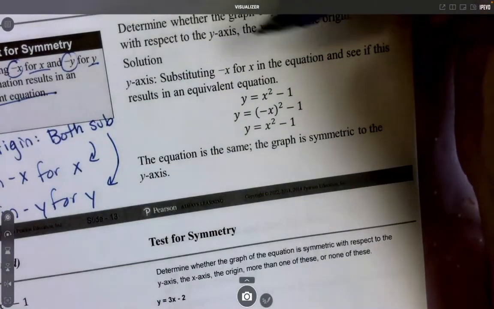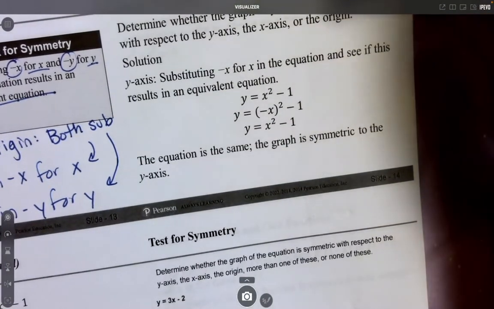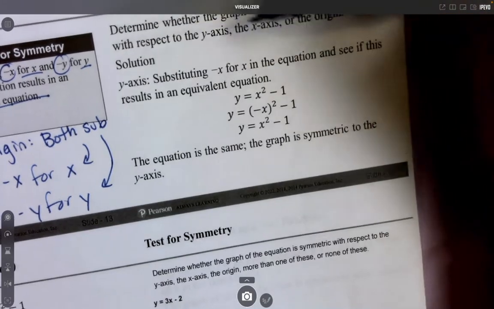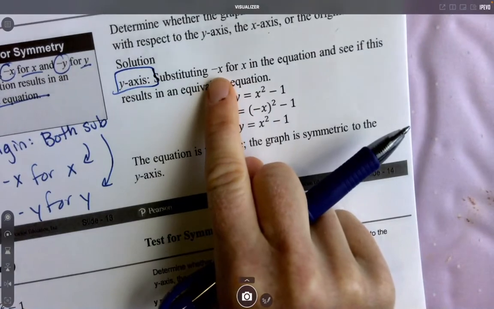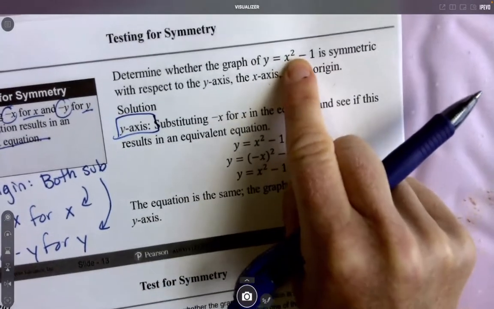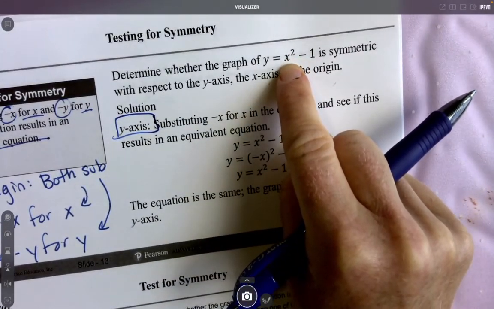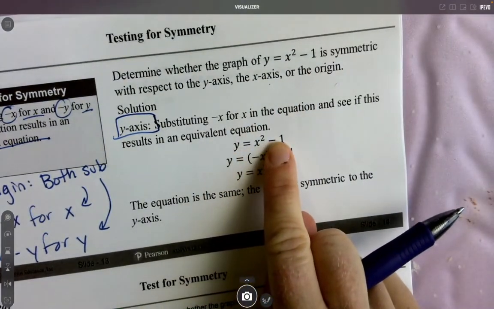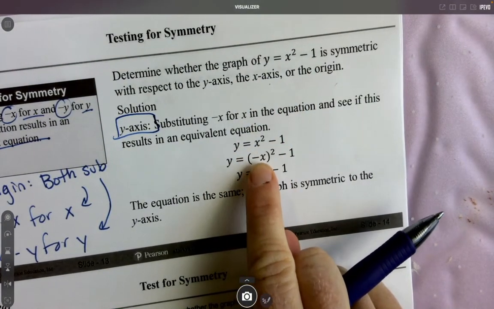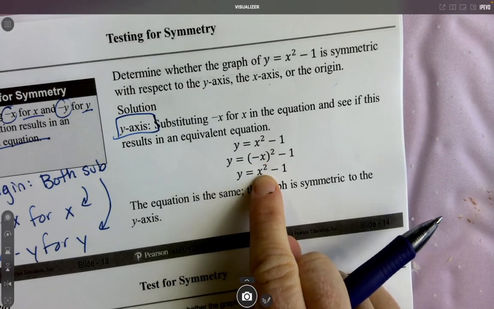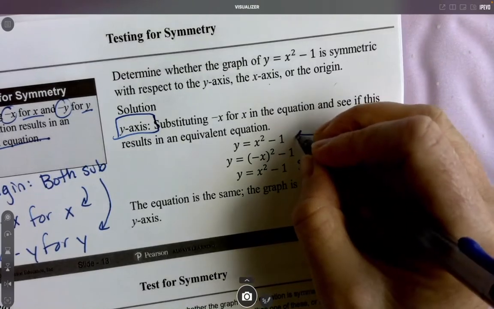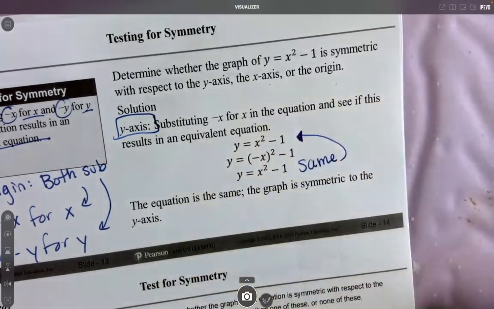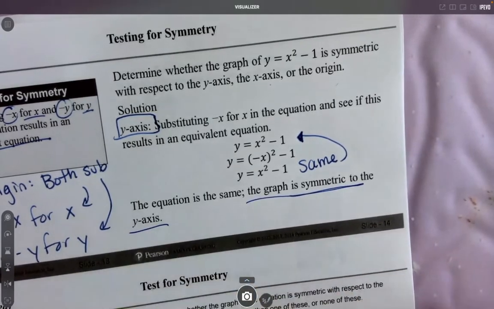All right, so I do have an example. Determine whether y equals x squared minus 1 is symmetric with respect to y, x, and origin. So the first one is the y-axis. Substitute in negative x for x. So every time you see an x, you're going to substitute in a negative x. So here's our original equation. Substitute it in. Anytime you square a negative, you get a positive. So see how it's the same? So that means it is symmetrical about the y-axis.